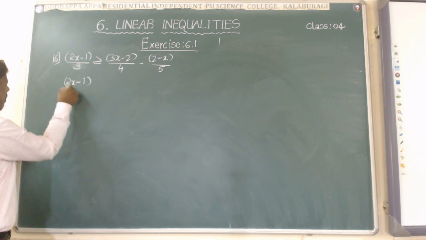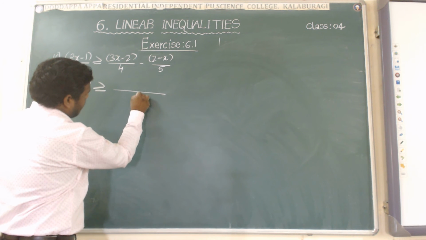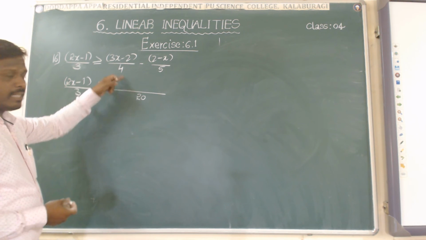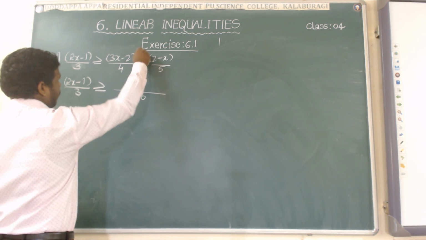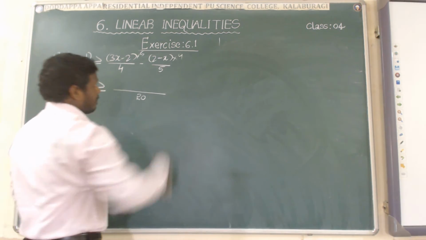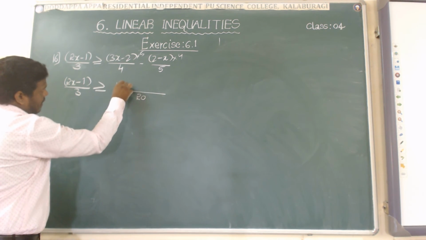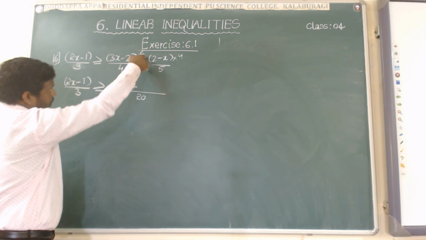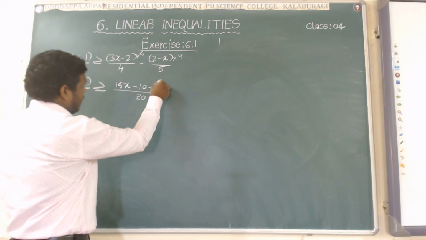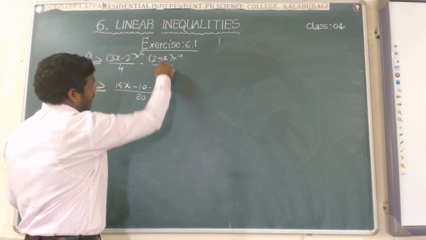(2x minus 1) divided by 3 is more than or equal to. Take the LCM of 4 and 5, that is 20. When does 20 come in the 4 table? 5 is there, so we multiply its numerator with 5. When does 20 come in the 5 table? We multiply the numerator with 4. Getting my point? Plus 3x into 5, that is 15x. Minus into plus, minus 2 fives are 10. I will write the values inside the bracket. 2 fours are 8, minus into plus, minus x into 4, 4x.